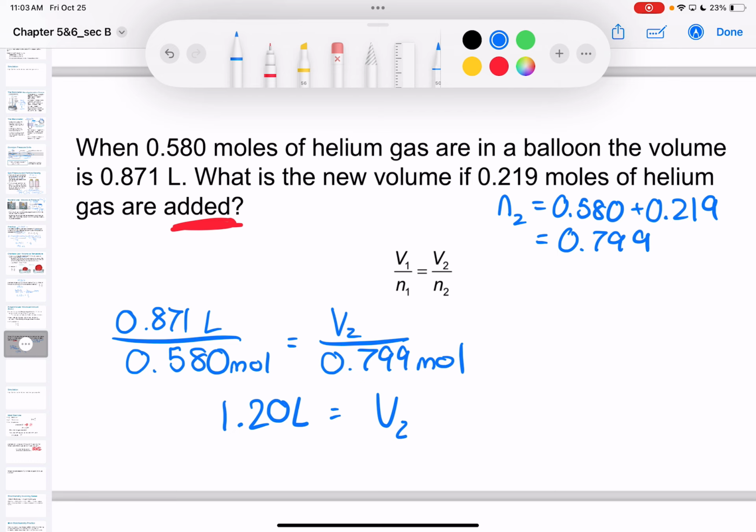So the biggest issue with this one is that people will see 0.219 and just plug it in instead of reading the question. So it's added to what's already in there. So total of 0.799 moles. Also, if you're adding a gas, your volume should get bigger, which is what we see here. But if you put in 0.219, it wouldn't have gotten bigger. It would have gotten smaller. So there's this nice balance between checking conceptually what's happening with what you're seeing mathematically.